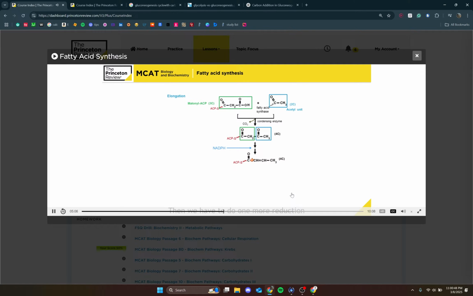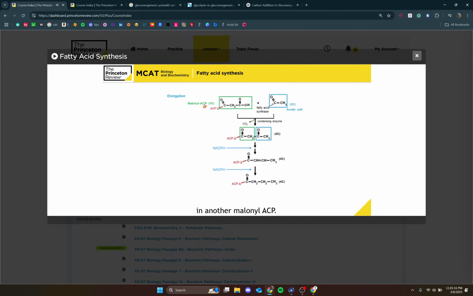Then we have to do one more reduction step to get rid of that double bond, and we end up with a single bond still attached to the acyl carrier protein. And since this is another reduction, we're going to require another NADPH to get oxidized. So a total of 2 NADPH to reduce this double-bonded oxygen down to a series of single bonds. And now we're just going to repeat that. We're going to shift our 4-carbon guy on the fatty acid synthase to another portion on the enzyme.